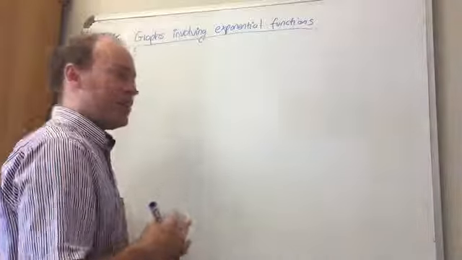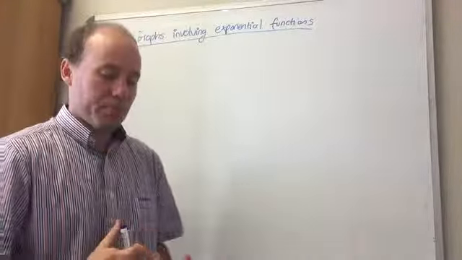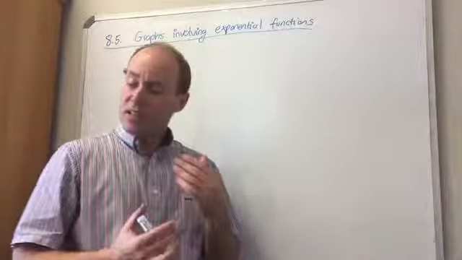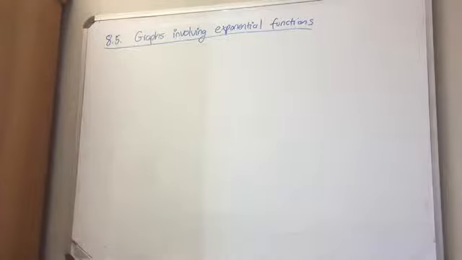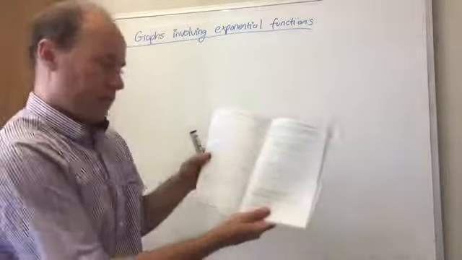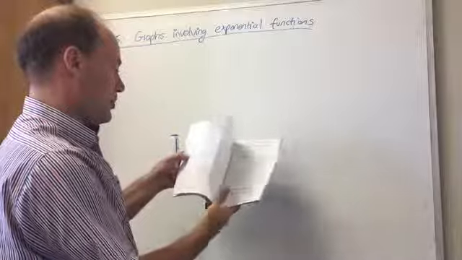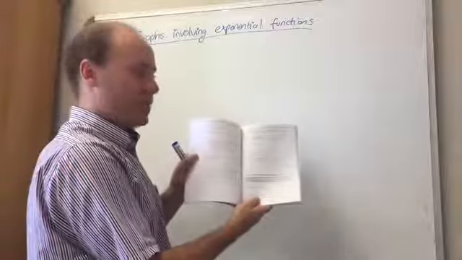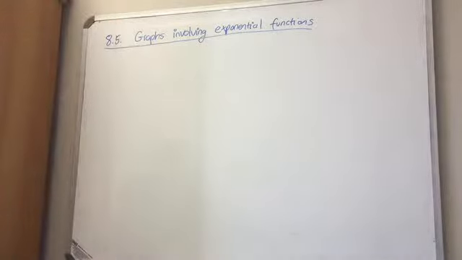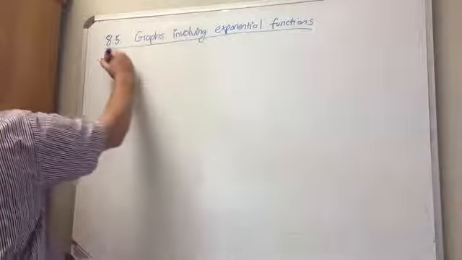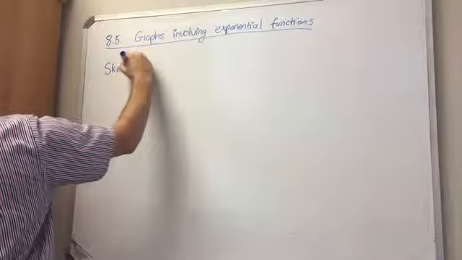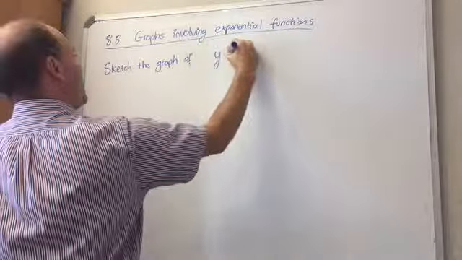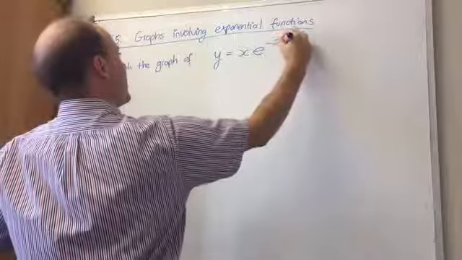So we'll do a whole section on that. And really it's exactly the same as graphing an ordinary function, so I'm not going to spend a lot of time on it. There's a lovely example in the textbook of drawing the graph of x squared minus 1 times e to the minus x. And you should really work through that example carefully. I'm going to do a different example, namely sketch the graph of y equals x times e to the minus x squared.